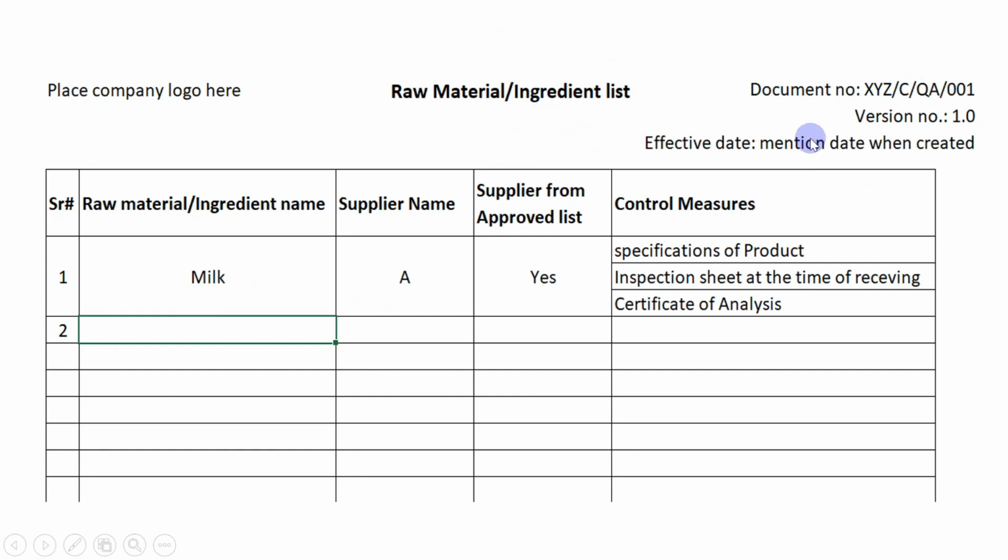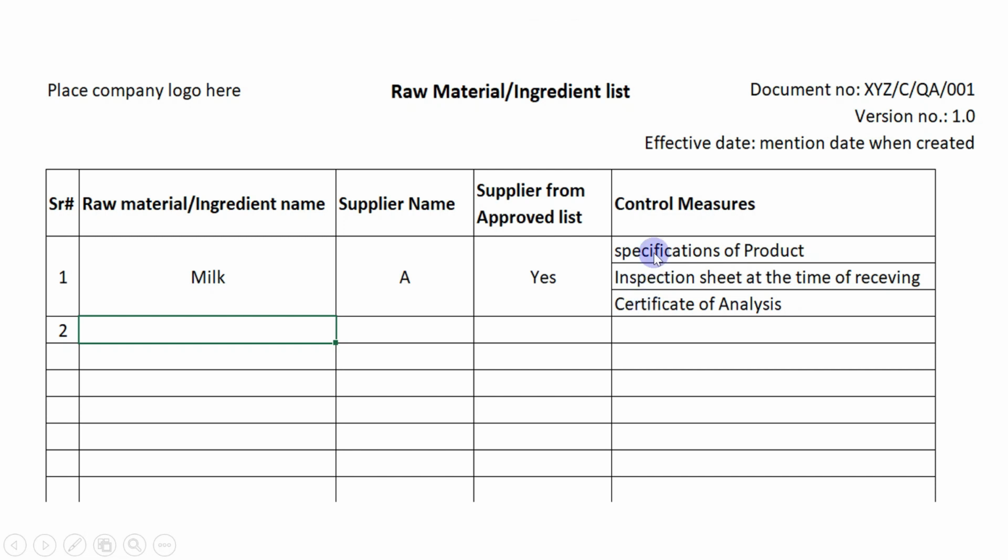So the only change is that the first column will be the raw material or ingredient name, then I mention the supplier name, again as A, then supplier from approved supplier list, mention here yes or no. You need to mention this just to follow it properly, or like maybe during the audit you have this good reminder for yourself.